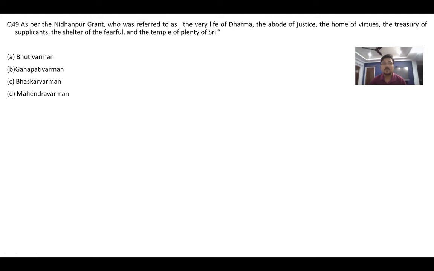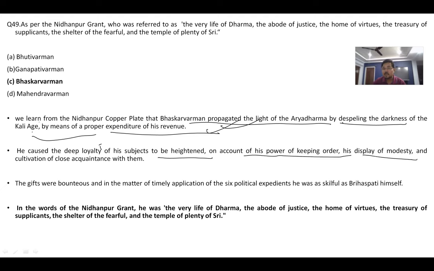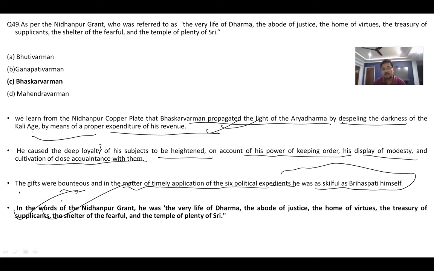So 49, after the Nidanpur grant, who was referred to as the very life of Dharma, the abode of justice, the home of virtues, the treasury of supplicants, the shelter of the fearful, and the temple of plenty of Sri? So it should be Bhaskar Varman, option 3. In the Nidanpur copper plate, Bhaskar Varman propagated the light of Arya Dharma by dispelling the darkness of Kali by means of proper expenditure of his revenue. He caused the deep loyalty of his subjects to be heightened on account of his power of keeping order, his display of modesty and cultivation of close acquaintances with him. The gifts were bounties and the matter timely application of 6 political expedients. He was as skillful as Brihaspati himself. In the words of the Nidanpur Granth, he was the life of Dharma, the abode of justice, the home of virtues, the treasury of supplicants, the shelter of the fearful, and the temple of plenty of Sri.